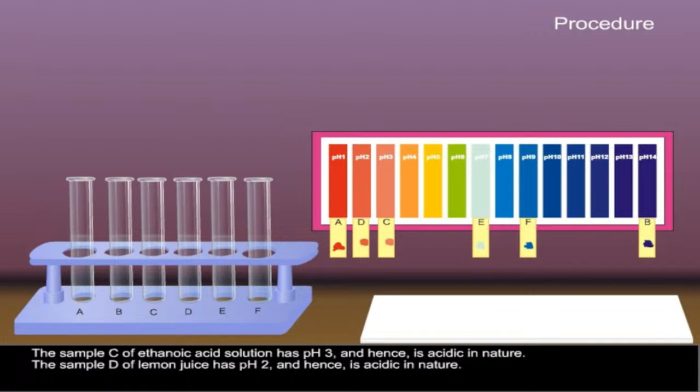The sample D of lemon juice has pH 2 and hence is acidic in nature. The sample E of water has pH 7 and hence is neutral in nature. The sample F of sodium bicarbonate solution has pH 9 and hence is basic in nature.